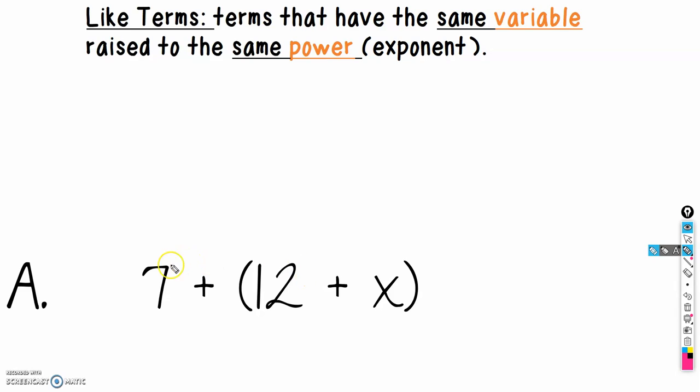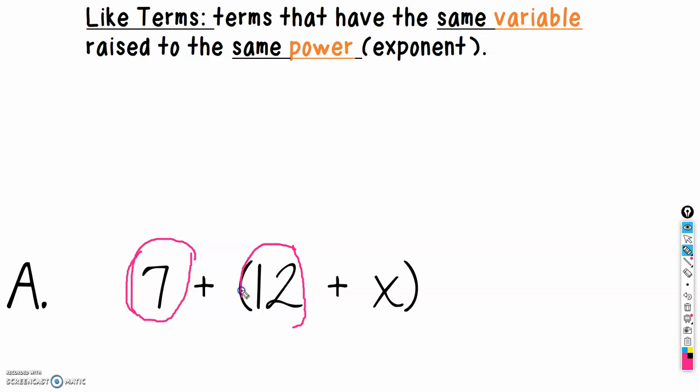I have a 7, a 12, and an x. Don't let these parentheses intimidate you. We've learned from the associative property that I can change my parentheses and move them around because all I'm doing is changing the association as long as it's just addition and multiplication. So my like terms here, I've just grouped them together.